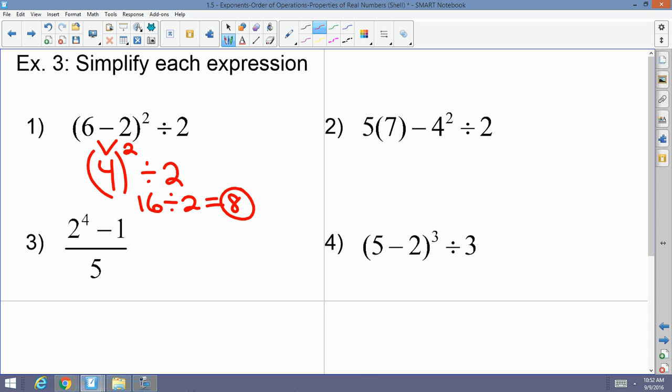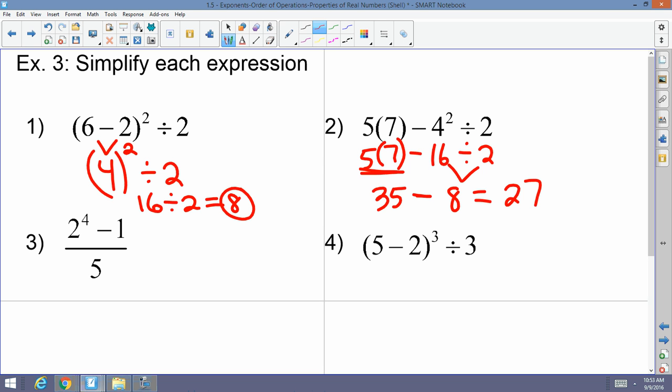Okay, yes and no. This parentheses means multiply, but there's no operation inside of there, right? So let me rephrase the question correctly. Are there any operations inside of the parentheses? No. Do I have any exponents? So let's knock that out. So I've got 5 times 7 minus 4 squared is 16 divided by 2. My dear, multiply and divide in order from left to right. So this is the first multiplication I see. So 35 minus 16 divided by 2 is 8. Now you subtract 27.